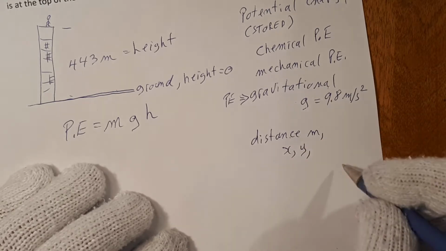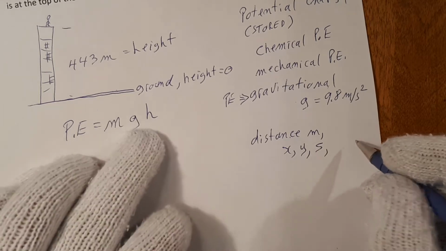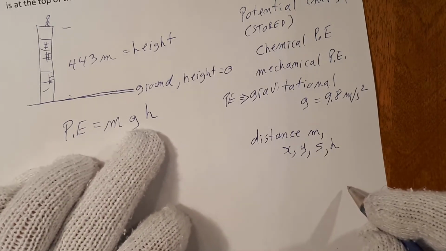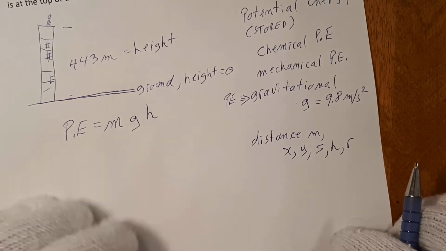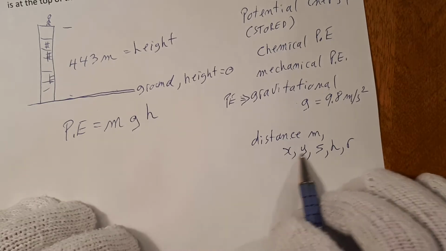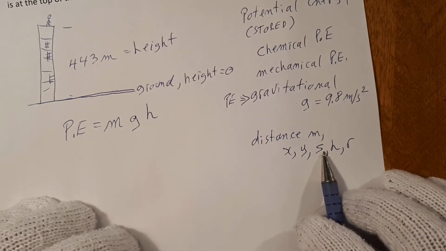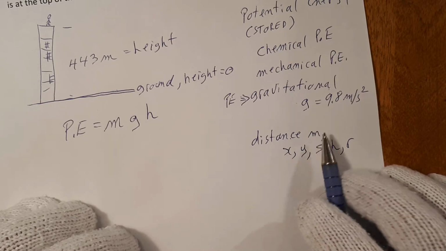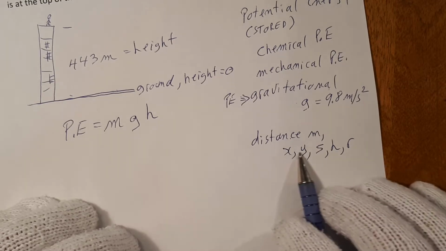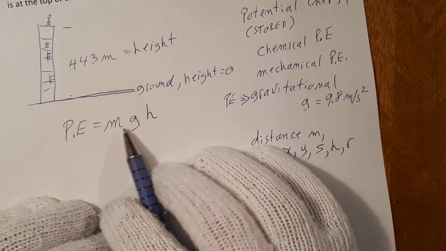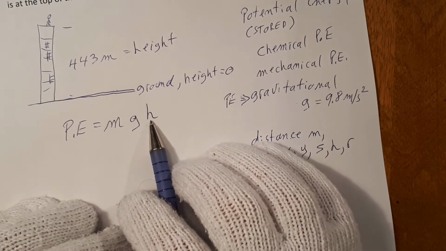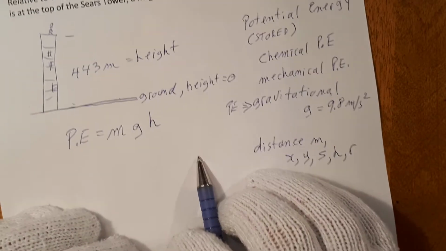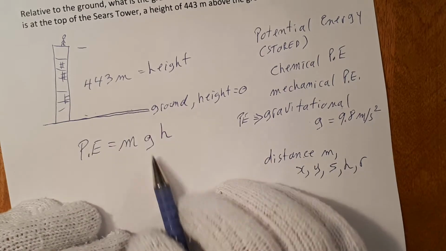We can use y. We can use s. And in this case, we're going to use the letter h. And we've used r. There is no specific letter in the alphabet that designates distance, but they all have the unit of a meter, regardless of what's used in the equation. In this particular equation, we're going to use h. H represents height, but it's just the distance from here to there.